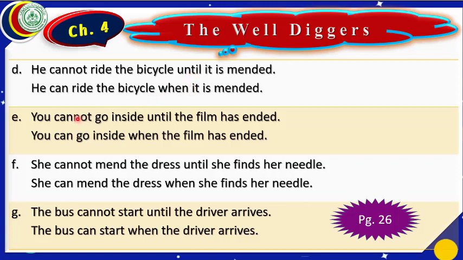The same thing will happen here also. Cannot will change into can. Until will change into when. Let us look at F part. She cannot mend the dress until she finds her needle. She can mend the dress when she finds her needle. Until is changed into when and cannot is changed into can.